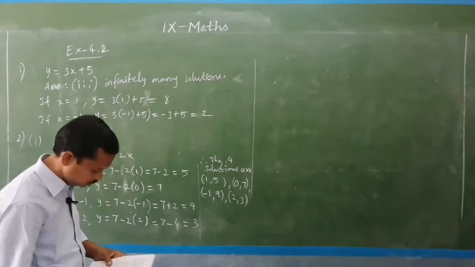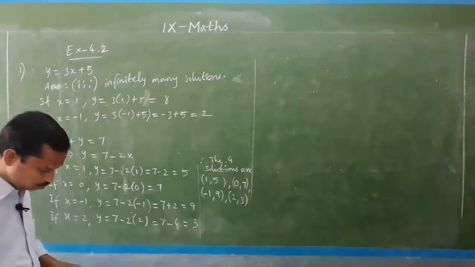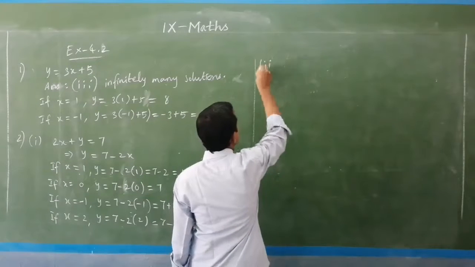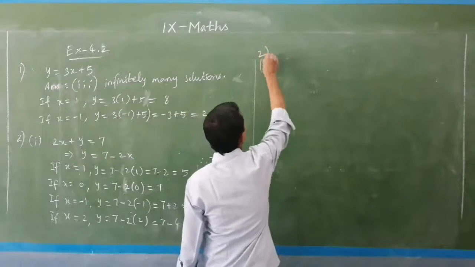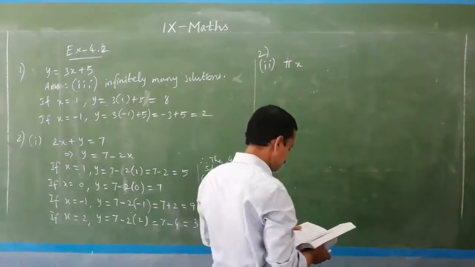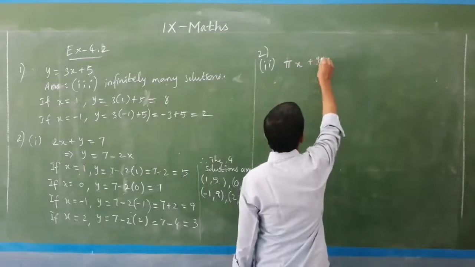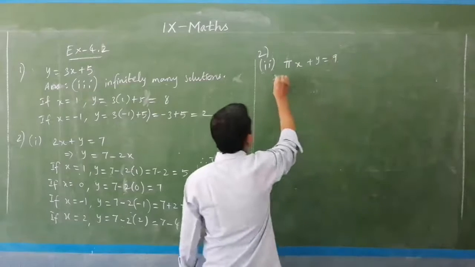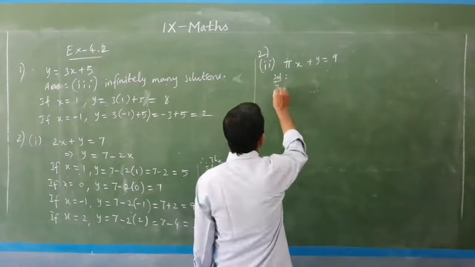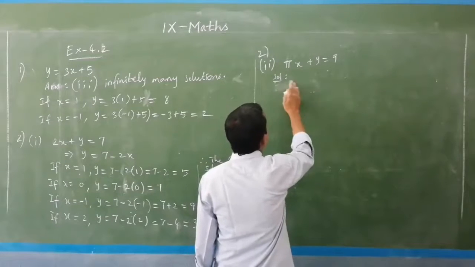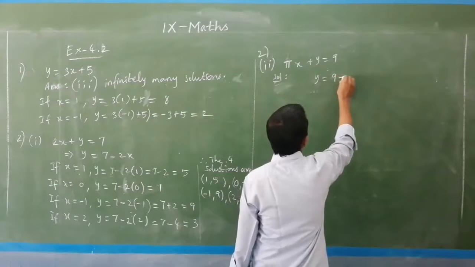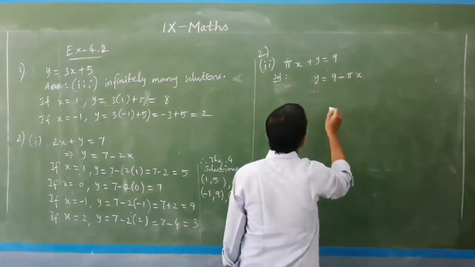And next one, option 2 of question number 2: pi x plus y equal to 9. We have to find 4 solutions for this. Before that, we have to write this equation as y equal to 9 minus pi x.